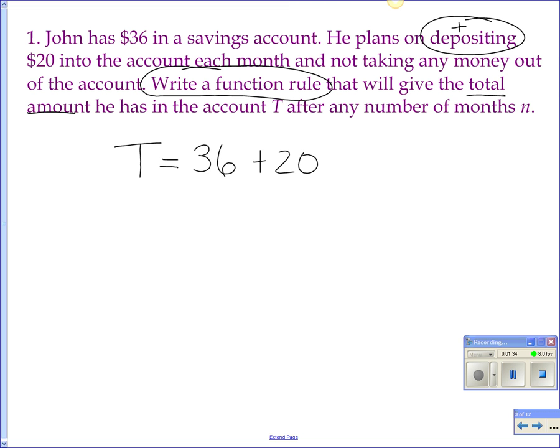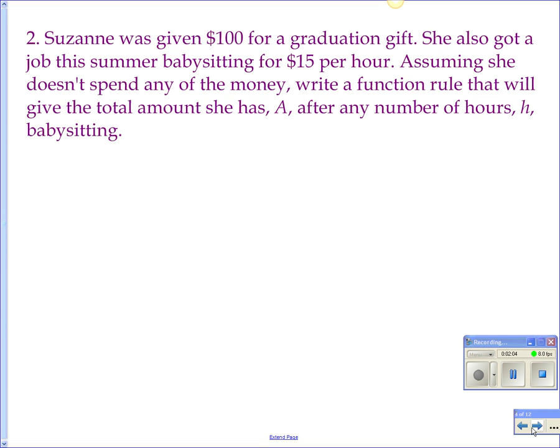And he's adding $20. Is he adding the $20 only one time? No. He's doing it each month. So I have to put an M or an N. Sorry, it says to use an N on this one, because I don't know how many months he's going to do this. So whenever you don't know, you put a letter. So he's doing it $20 per month. So we put a letter. Okay, and that's our answer. That's it. Okay, write a function rule. Looks like that. All right, next one, number two.